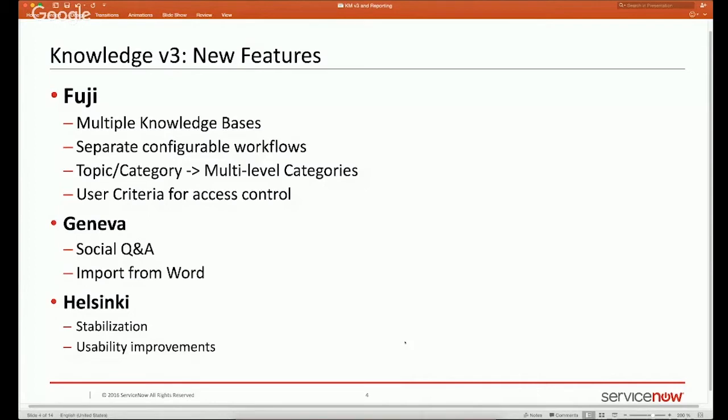With Helsinki, we focused mostly on stabilizing the application since we were feature heavy in the prior two releases. We did a lot of stabilization fixes, as well as some usability improvements. You can see on the home page, we have moved from the squarish knowledge base icons to the tile-based format, which has the number of articles, number of questions already listed, and a few other changes in terms of icons and such.